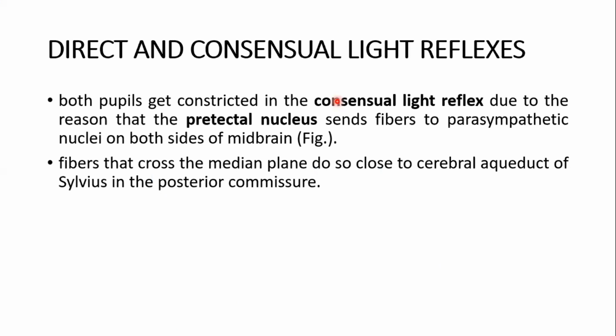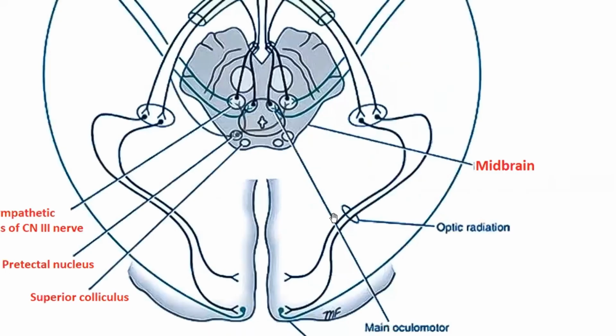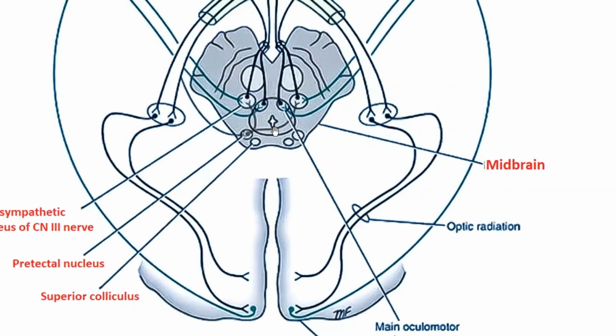Both pupils get constricted in the consensual light reflex due to the reason that the pretectal nucleus sends fibers to the parasympathetic nuclei on both sides of the midbrain. I've shown you in the picture and discussed that with you with a lot of clarity. Fibers that cross the median plane do so close to the cerebral aqueduct of Sylvius in the posterior commissure. That phenomenon can be seen as well. This is the cerebral aqueduct, this diamond shaped, you can say, and here are the pretectal nuclei, and fibers are crossing very close to that to go to the opposite side.